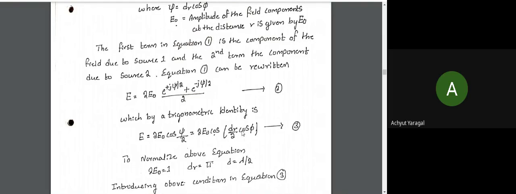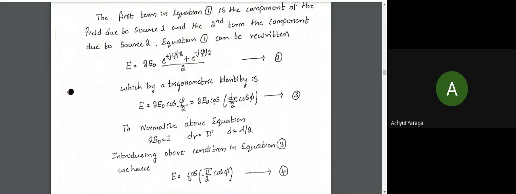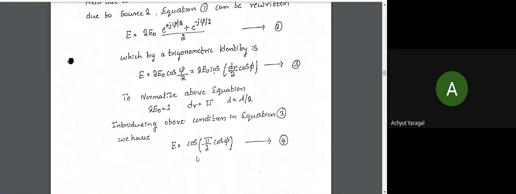If we want to have a normalized equation, let us put the magnitude 2 E naught equal to 1 and dr equal to pi, and the distance we can consider as lambda by 2. The minimum distance we have to consider is lambda by 2. If we substitute all these things in equation number 3, we'll have E is equal to cos of pi by 2 cos phi. So this is the final equation considering the two isotropic point sources of same amplitude and same phase. This is equation number 4.